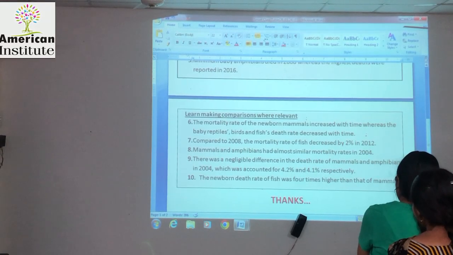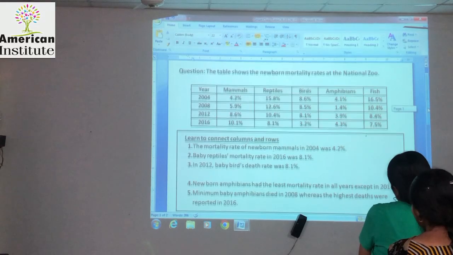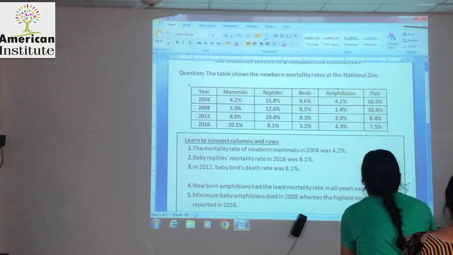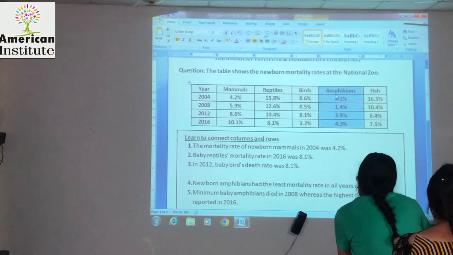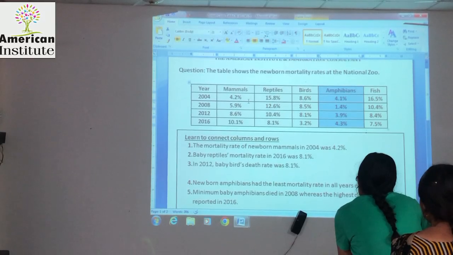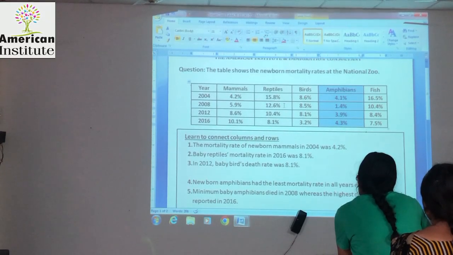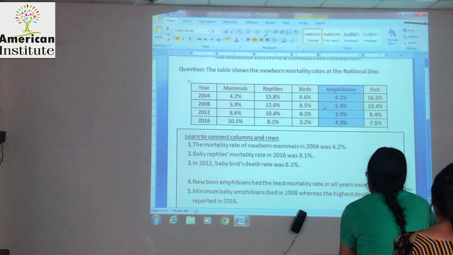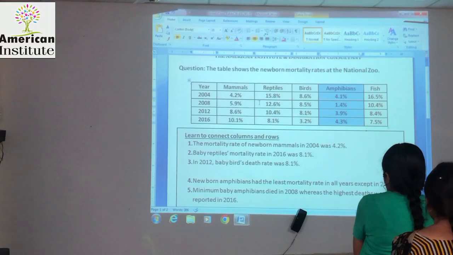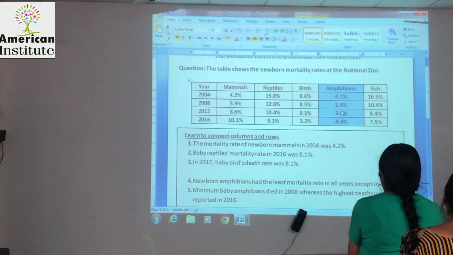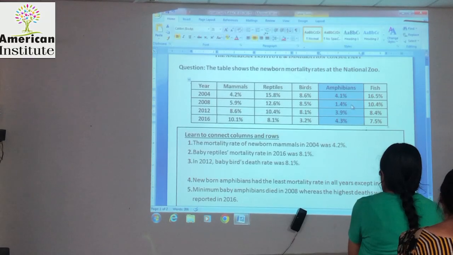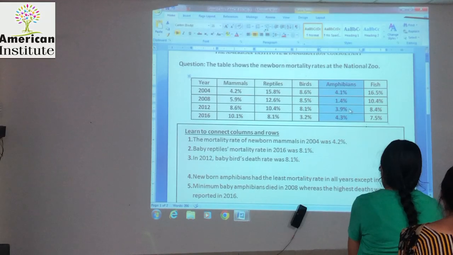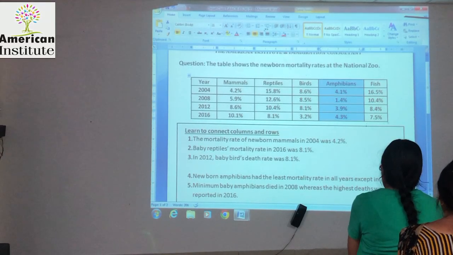Now we will analyze the table carefully. Look at the amphibian data. We will analyze it row wise. Mammals 4.2, reptiles 15, birds 8, fish 16, and amphibians had the lowest. And in 2008, mammals 5, reptiles 12, birds 8, fish 10, and amphibians 1.4. It's also the least. And in 2012, it's least from the others.